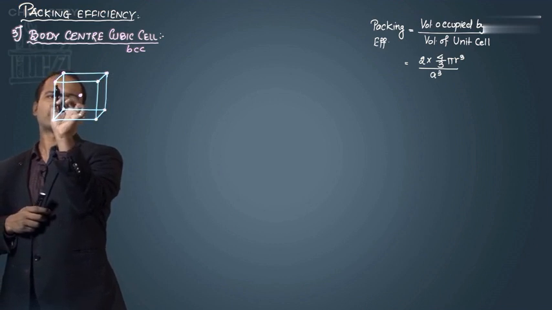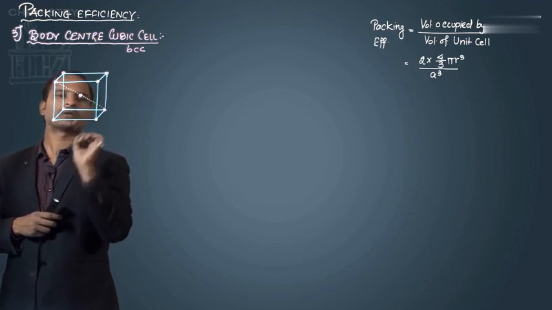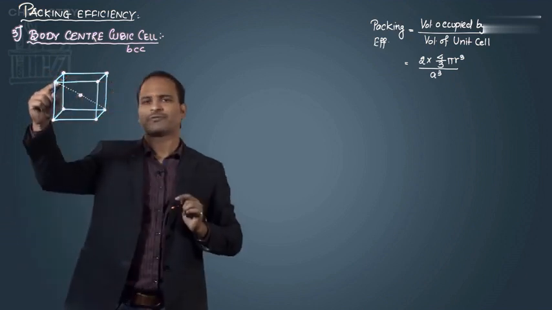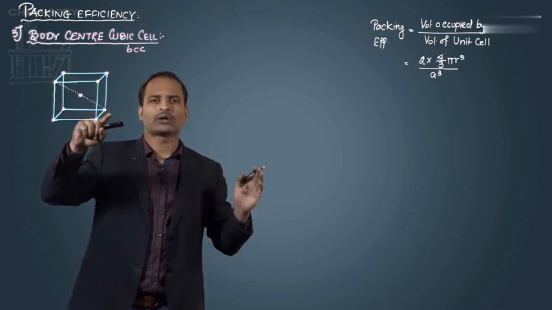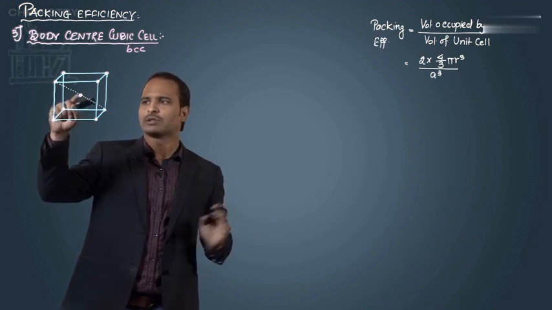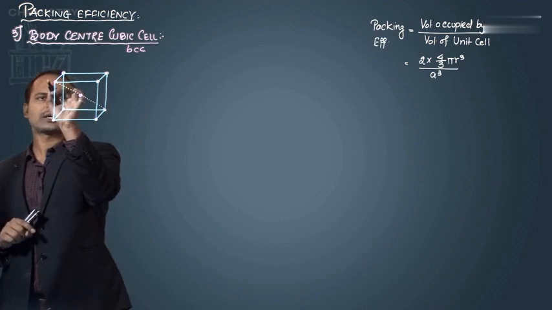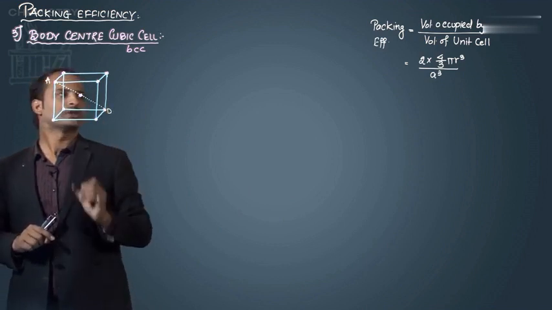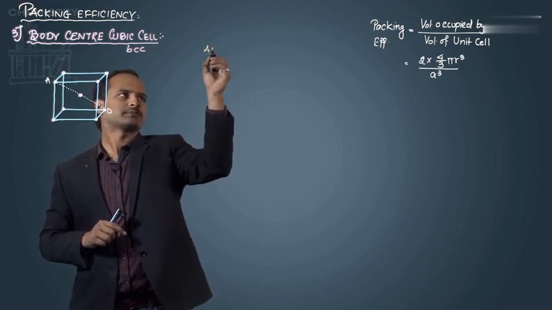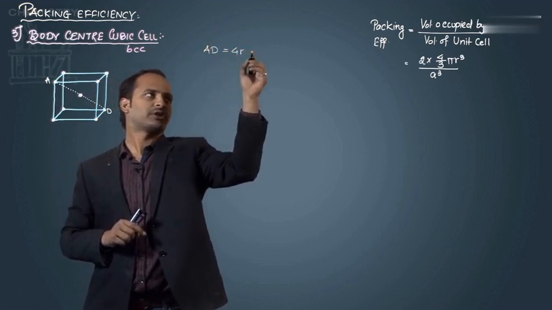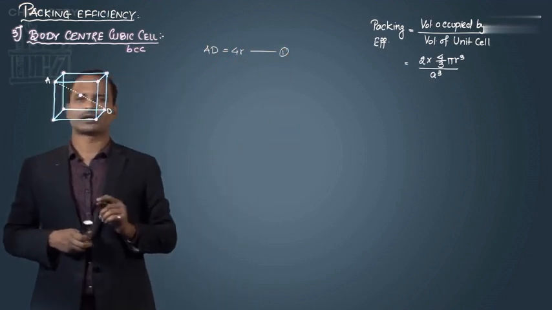The front corner of the cube will touch the body center particle. This line is drawn from the front upper corner of the cube to the lower corner of the back face. So this particle is directly in contact with this particle as well as this particle. Here I can say that this is point A and this is point D. So I got AD. Here I can write that AD is equal to 4r, and AD is a line such that whatever particles fall on it touch each other. Equation number 1, AD is equal to 4r.